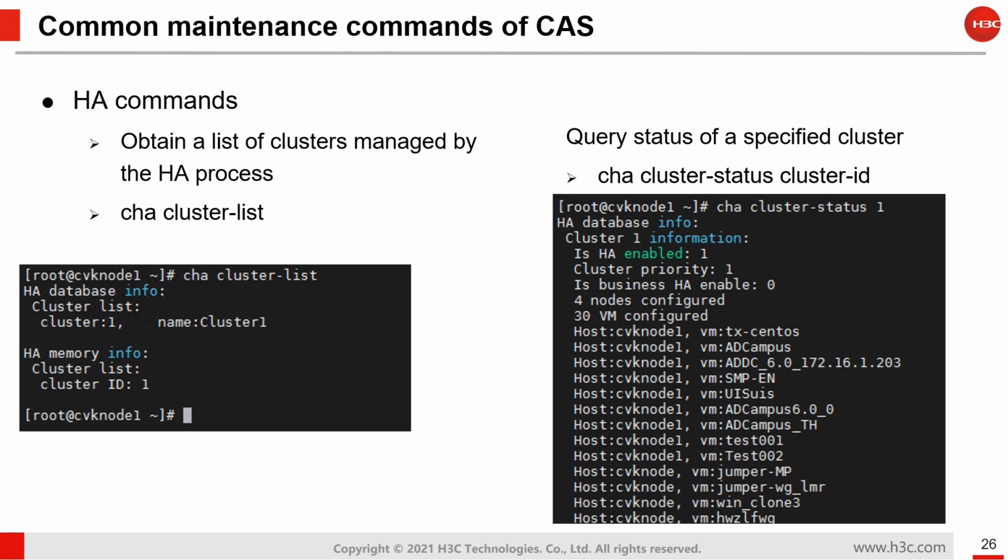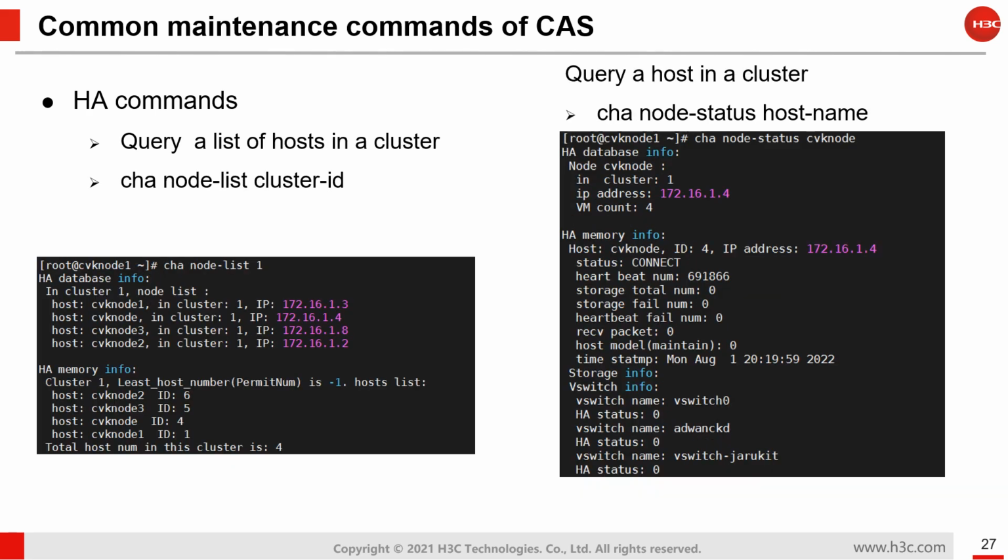and so on. If you want to query a list of hosts in a cluster, you can run cha node list cluster ID. For example, we run cha node list 1, we get HA database info and HA memory info, and the host IP and the host name, CVK node 1, CVK node 2, and so on.